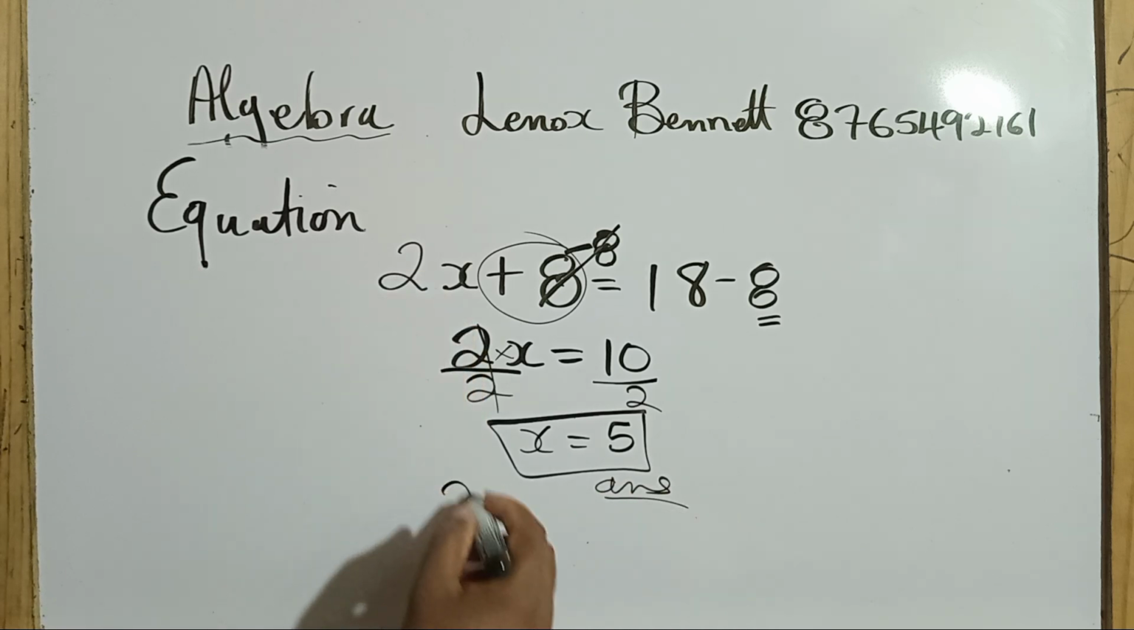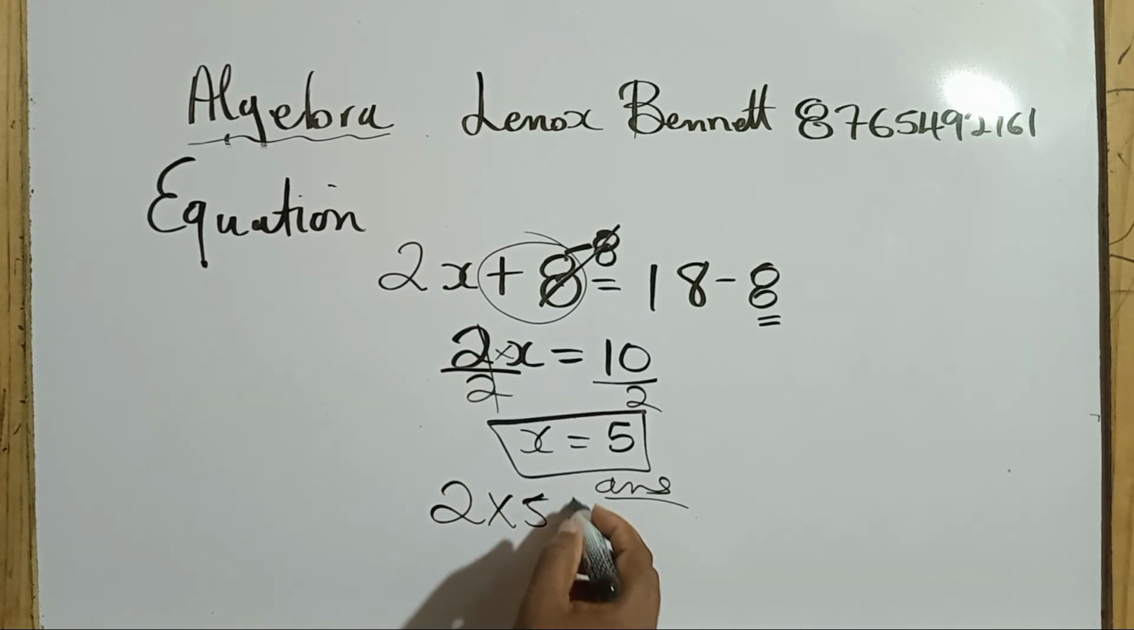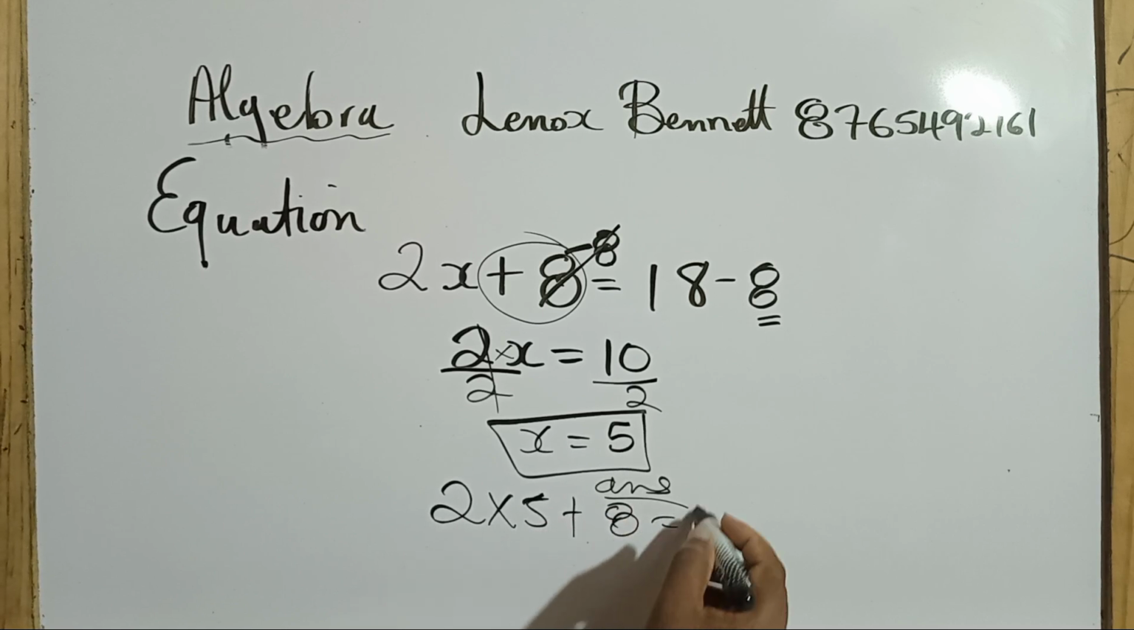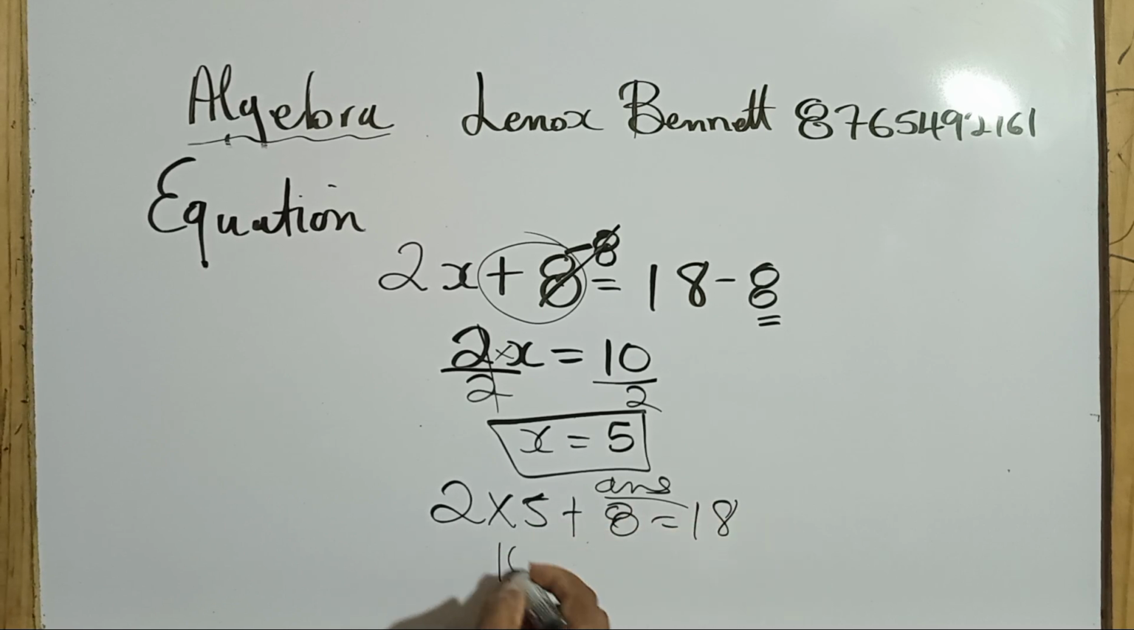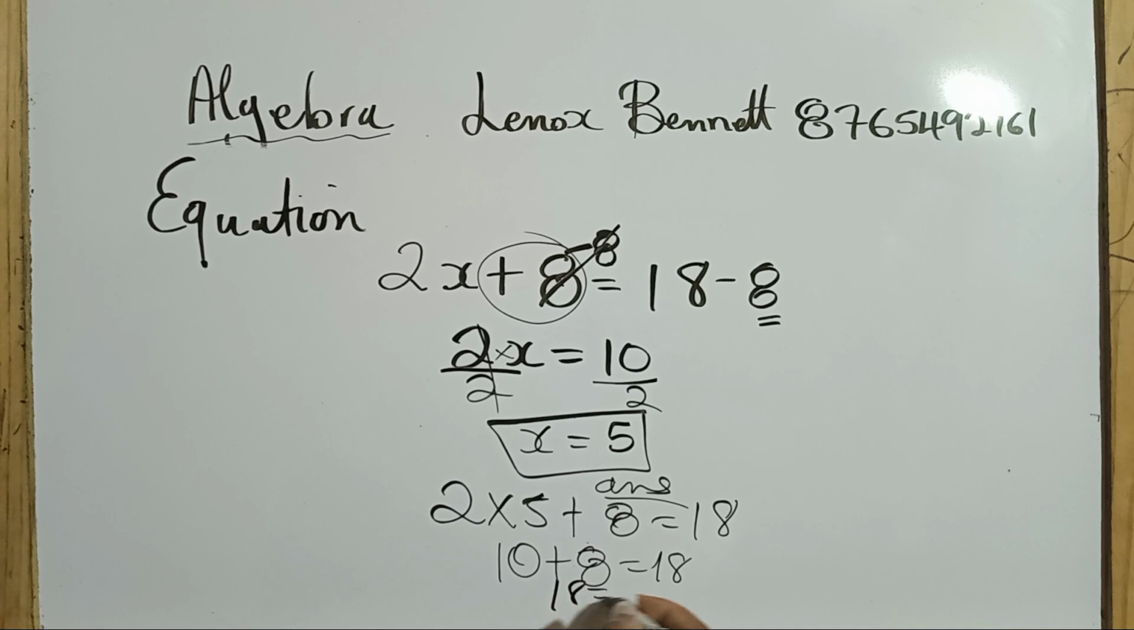And if we put 5, 2 times 5 plus 8 is equal to 18. 2 fives are 10. 10 plus 8 is equal to 18. So 18 is equal to 18. So both sides are equal. All right. Let's look at another one.